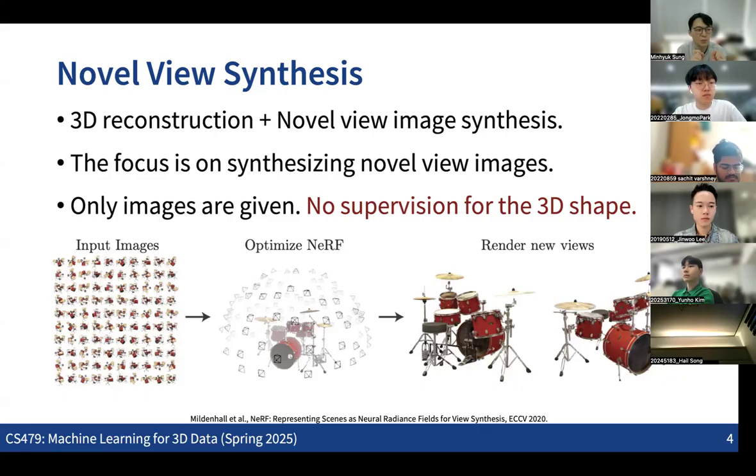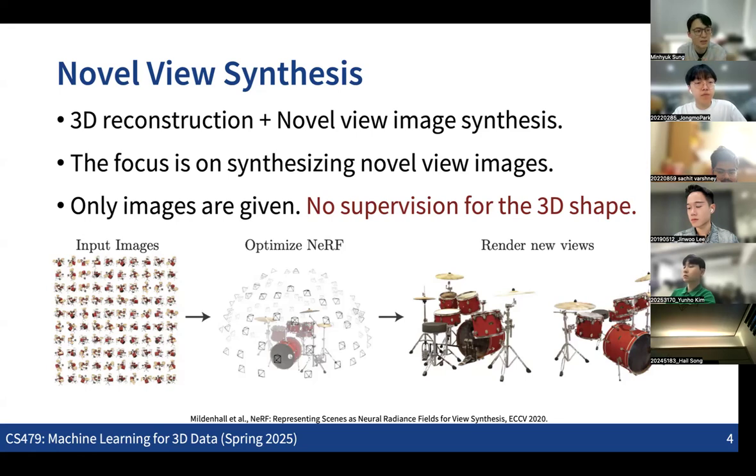Here, the interesting thing is that while we also do some kind of 3D reconstruction into the form of an implicit representation, now we assume that there is no 3D information. We only have the multi-view images. So the question is how we can do this kind of 3D reconstruction with the multi-view images.